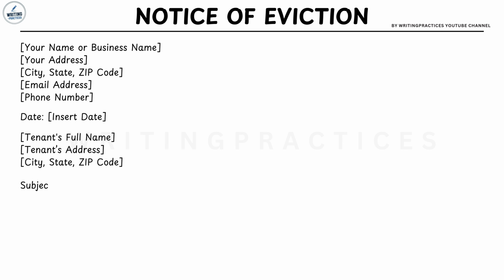Step 4. Subject line, Notice of Eviction. Next, include a clear subject line so the purpose of the letter is immediately obvious. You can write, Subject: Notice of Eviction. This is important because it sets the tone of the letter right away. The tenant should understand from the start that this is a serious document and that action will need to be taken. Clear communication is key to avoiding misunderstandings.